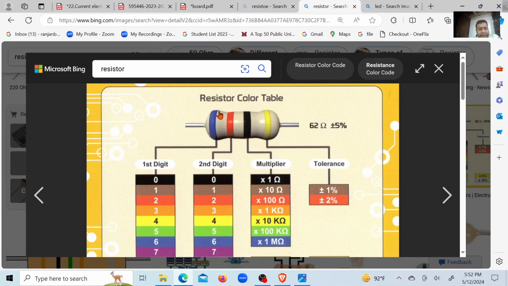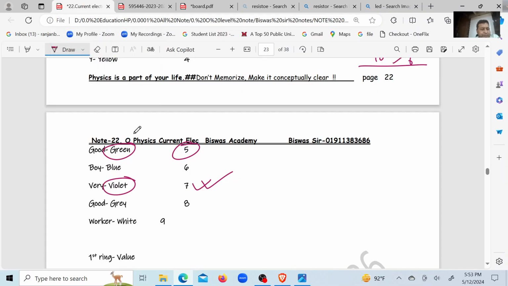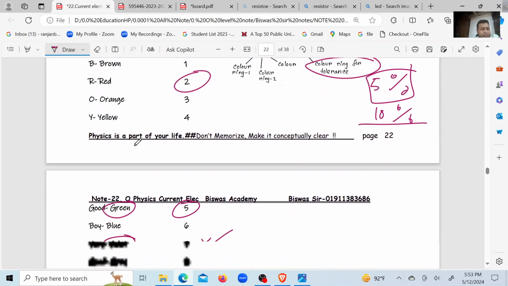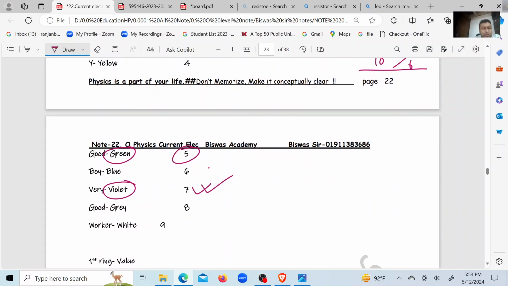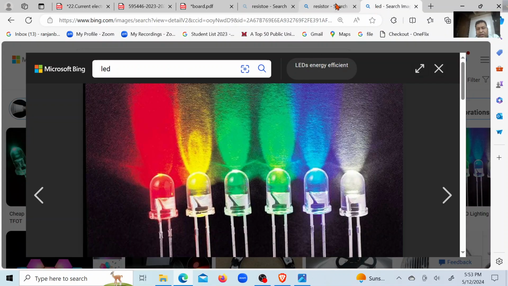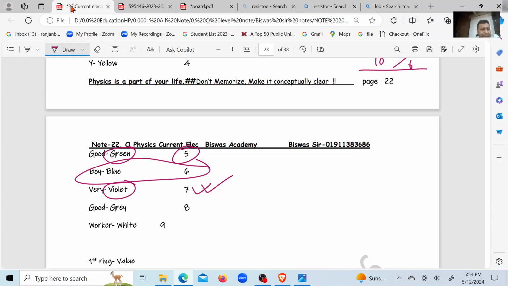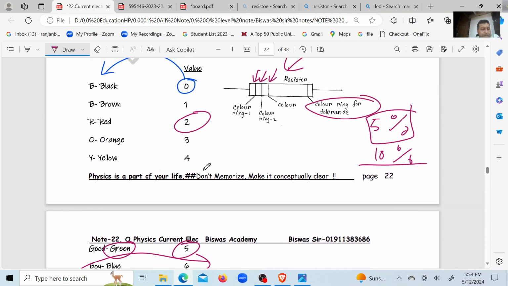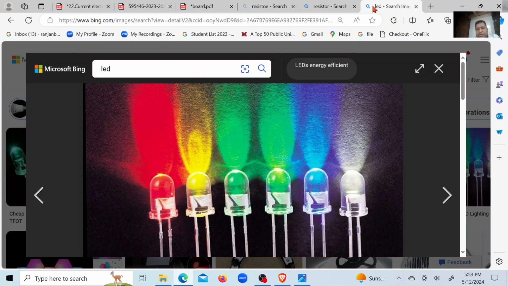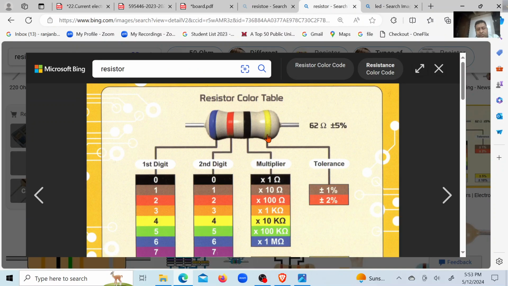What will be? Guess. First one is blue, right? What is the value for the blue? This is blue. It is 6. Look, first one is 6, written here. Second one is red. Red is 2, right? Okay, so it is 62.